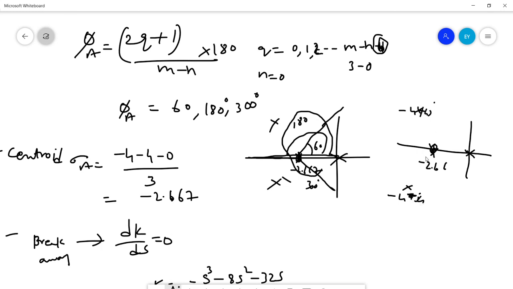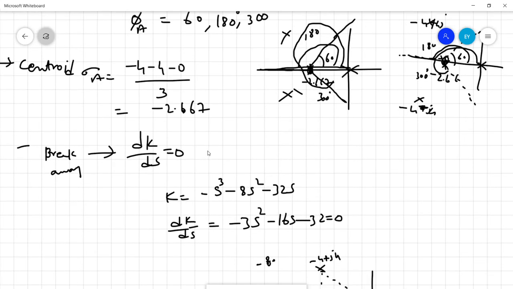These two, and centroid is this one, which will make 60 degrees, 180 degrees, and 300 degrees, right? This is how it will vary. One will make 60, one will make 180, and other will make 300 degrees. From where did we get this? From the angle of asymptotes. So these three are done, and next thing is breakaway point.